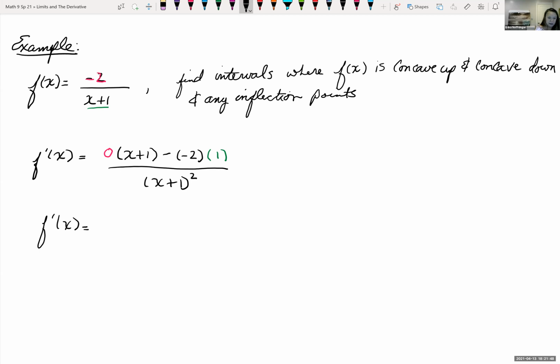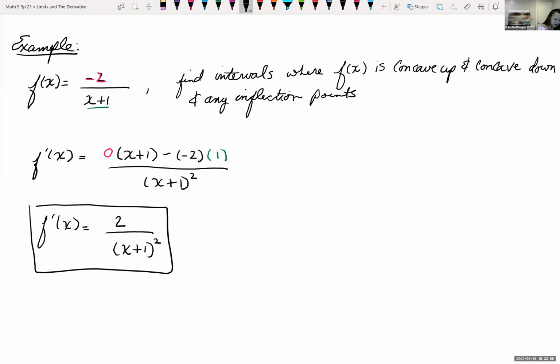So cleaning this up a little bit, 0 times anything is 0. And then we have minus negative 2 times 1, so that's just going to be a positive 2 all over x plus 1 quantity squared. Okay, so that's our first derivative. Now we want to find our second derivative.